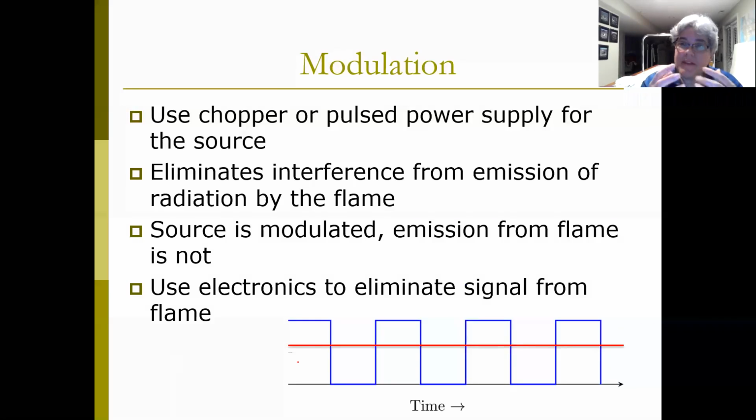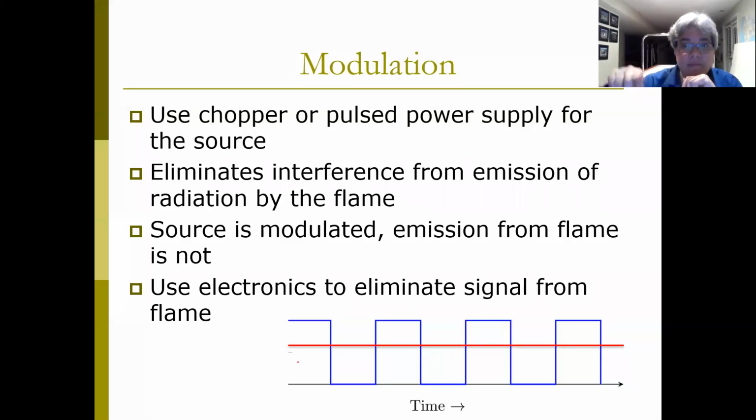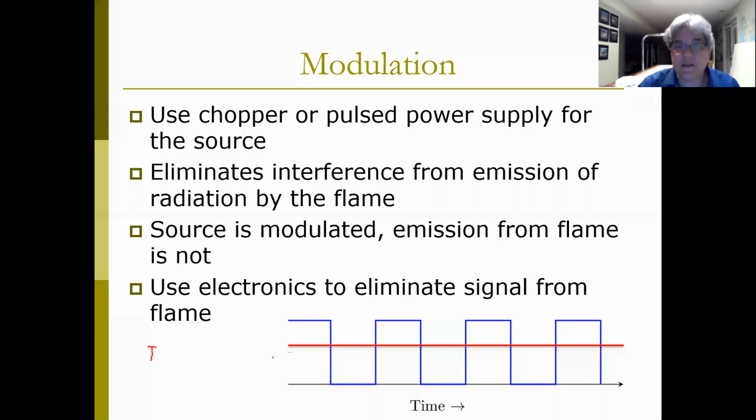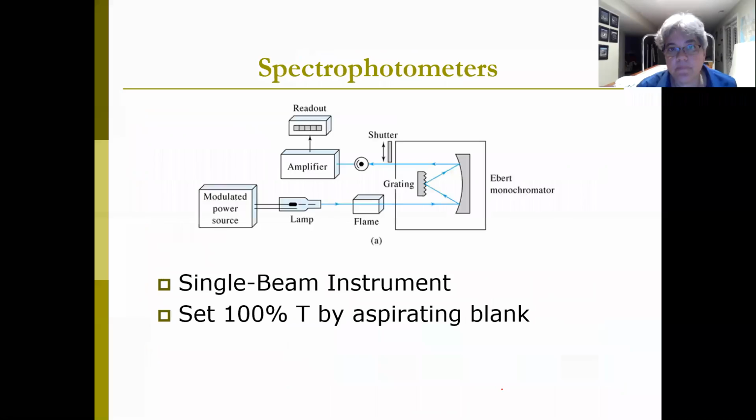Now, both of these signals get to the detector. They're both 500. But now there's two different kinds of signals. One is modulated, one is not. And with electronics, you can actually pull out the one from the other. So the total light the detector sees, it's going to see both the flame and the source light. But we can pull out the flame light because it is not modulated.